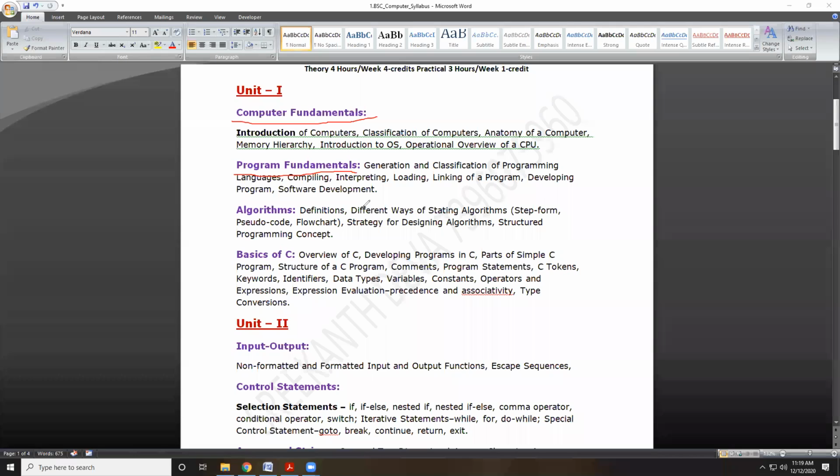What is a program? How to construct a program? There are some reserved words. What is compiling? What is interpreting? Loading, linking. We try to discuss some new words. And algorithms: what is an algorithm? What is step form? How to construct step form? Pseudocode, flow charts, and what the different notations to construct a flow chart are. We try to discuss these. After that, we are entering into what?